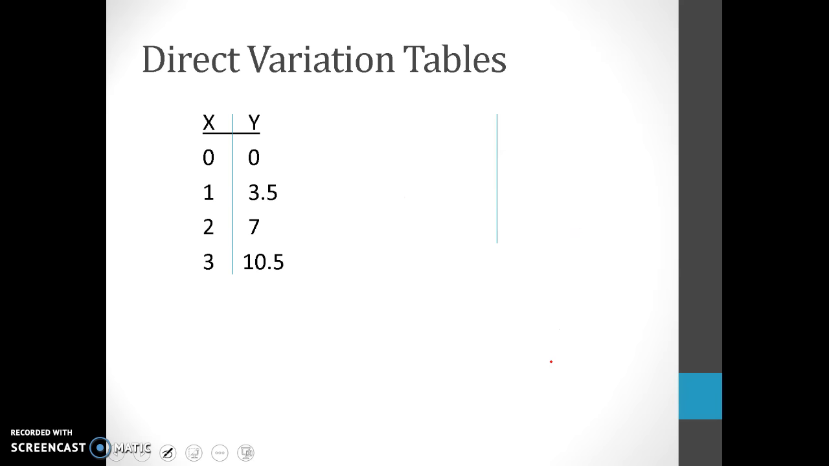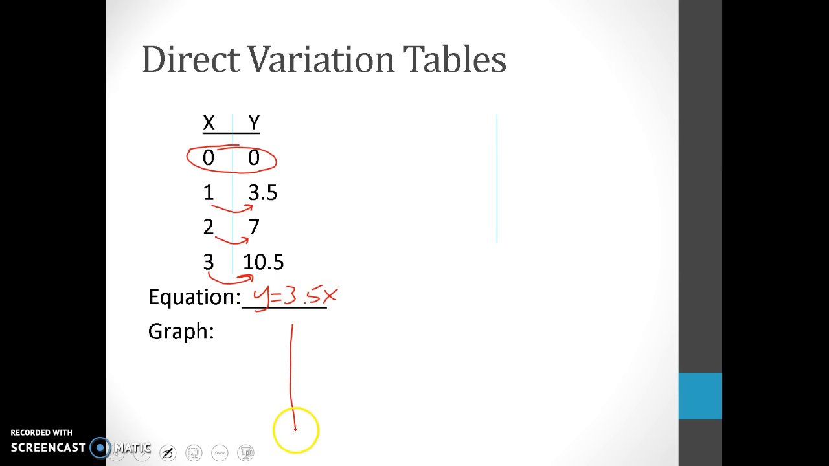So here's an example of another direct variation situation. 0 becomes 0, 1 becomes 3.5. Can you figure out what the k value is? Well, to get the k value, we'd always take the y values divided by the x values. And it works all the time except for this first one because that's undefined. But 1 times 3.5 is 3.5. 2 times 3.5 is 7. 3 times 3.5 is 10.5. So the equation is y equals 3.5 times x.